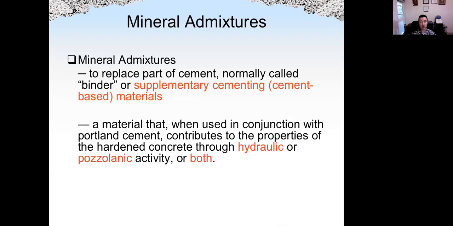SCM is also called mineral admixtures. They replace part of the cement, depending on the type, from 5% for silica fume to maybe more than 40% for slag. They are normally called binder, or supplementary cementing or cementitious, or cement-based materials. The same thing. This is a material that, when used together with Portland cement, contributes to the properties of hardened concrete through hydraulic or pozzolanic properties, sometimes both hydraulic and pozzolanic activities.